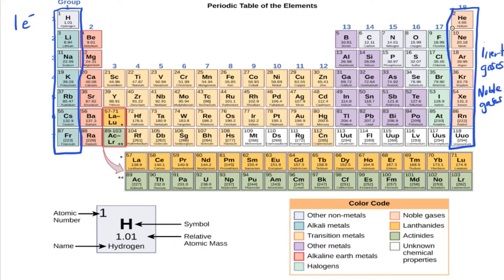Now, if we look at the group just next to the noble gases, this group here, these guys have seven electrons, or this one does, has seven electrons in its valence shell. As you move down, every one of them is going to be lacking one electron in their valence shell. They just need one more electron to be happy and complete.